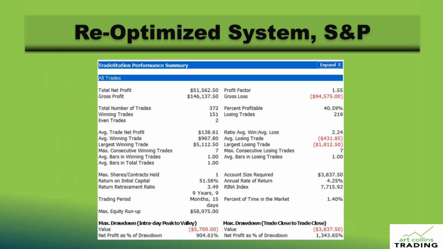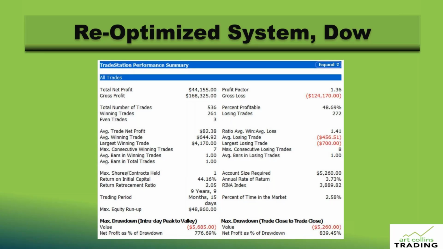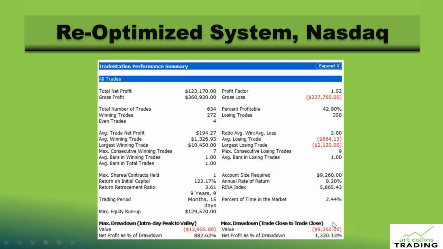Okay, real quick. Take this into your lab and you might be able to actually get these results. This is the S&P. I altered the rules. Came up with a 1,343% return on account, 13 times the $3,800 drawdown. Different set of rules gave you this in the Dow: $44,000 profit, $5,260 worst drawdown, 839% return on account, and then the NASDAQ, another 1,300% return on account.